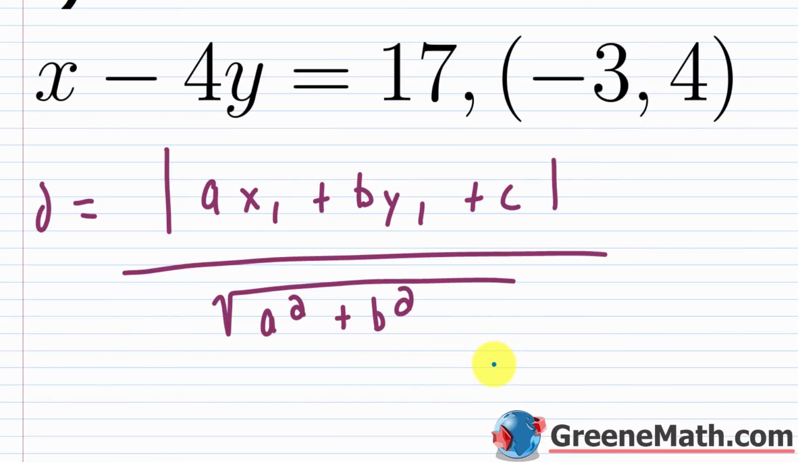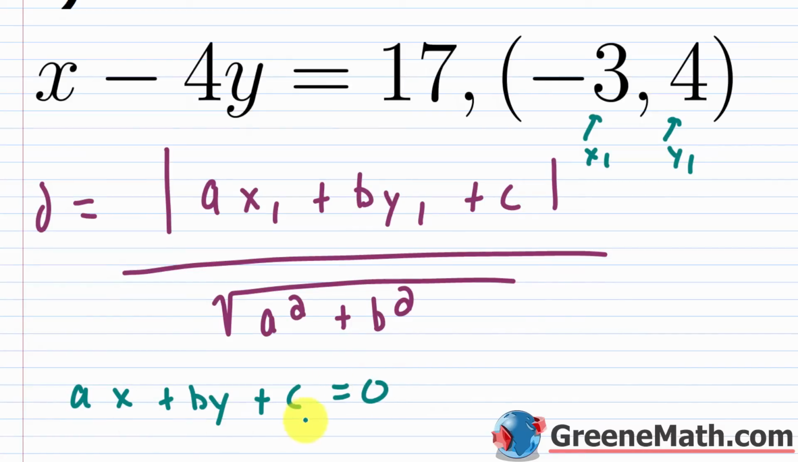So for this one, again, I would label this as x sub 1 and y sub 1. So it's just the x coordinate from the point you're given, that's x sub 1, the y coordinate from the point you're given, that's y sub 1. That's all it is. And then this one, you have to rewrite this equation because right now it's in ax plus by equals c, so standard form. You need general form. So you have to have ax plus by plus c equals 0. So you have to have it in this format.